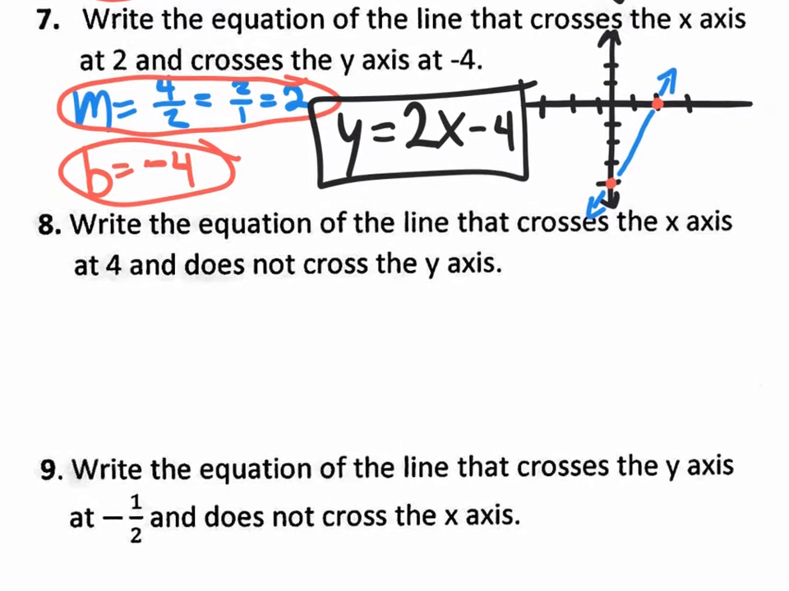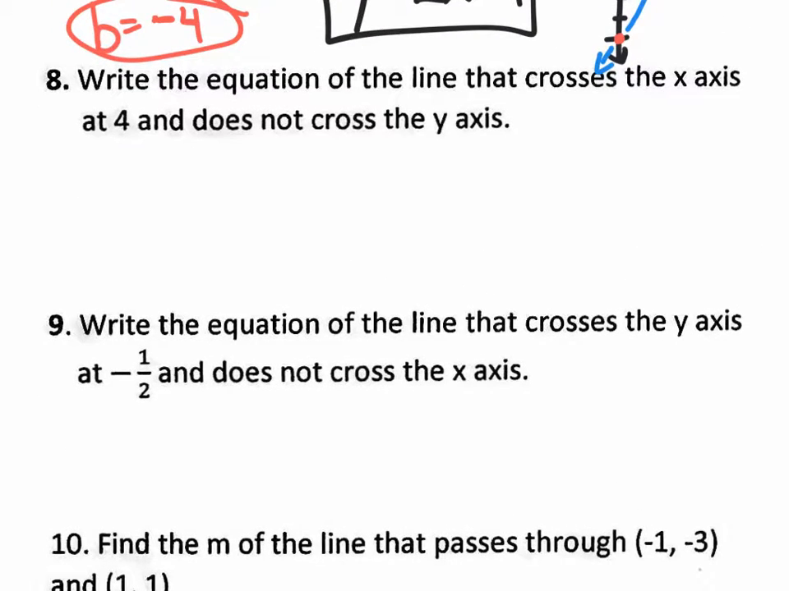Moving on, number 8. Once again, write an equation. What are the two things that we need? You need the m and the b. You need an m and you need a b. Those are the two things that you need. So by the end of today, I want you to always think, what are the two things you need? You need m, you need b. So you read what they give you. Hopefully they give you the m and the b. That way you could just write your equation.